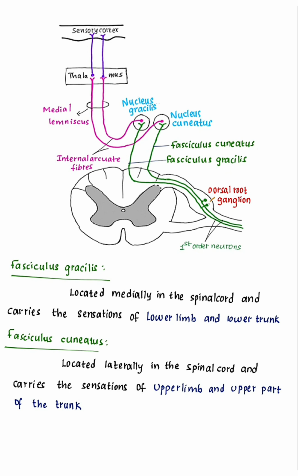The cell bodies of first order neurons are present within the dorsal root ganglion. The fibers of first order neurons carry the sensations to the spinal cord through the dorsal root. These fibers continue within the dorsal column as fasciculus gracilis and fasciculus cuneatus. These fibers terminate within nucleus gracilis and nucleus cuneatus, which are present in the medulla.